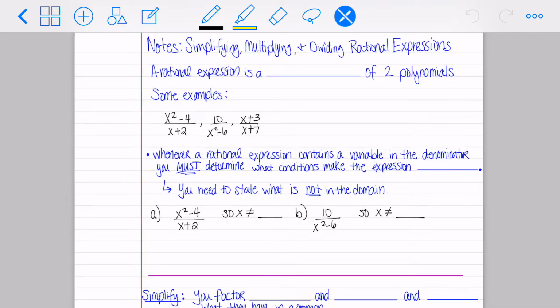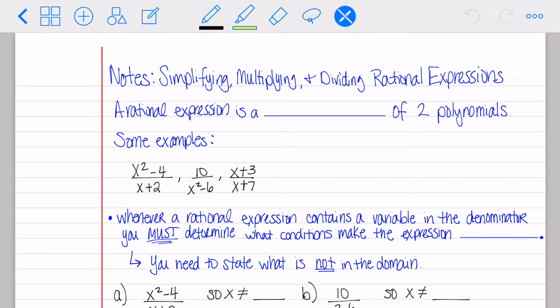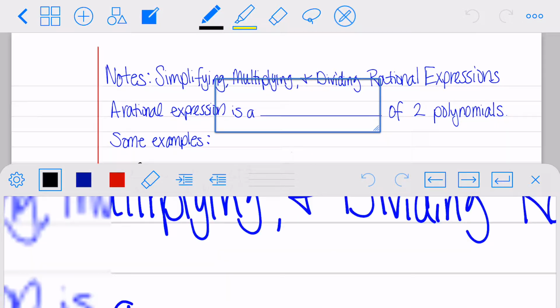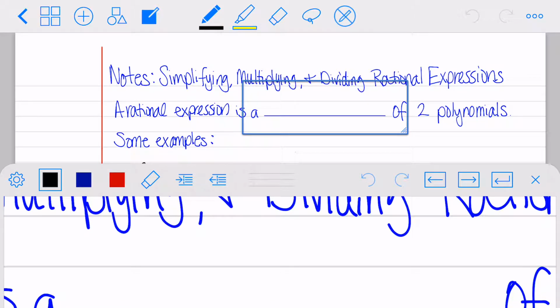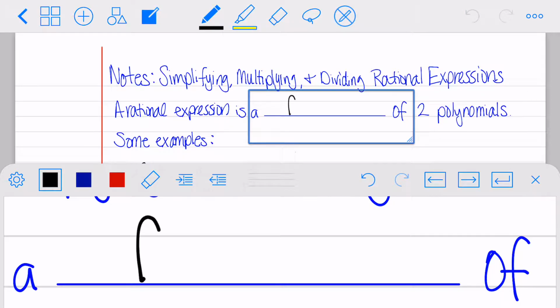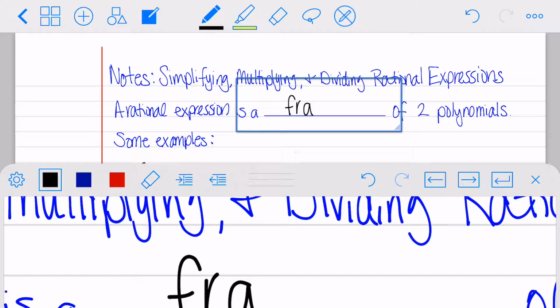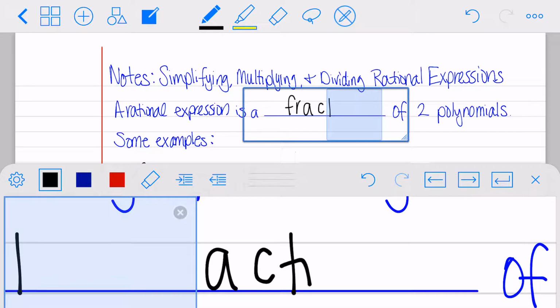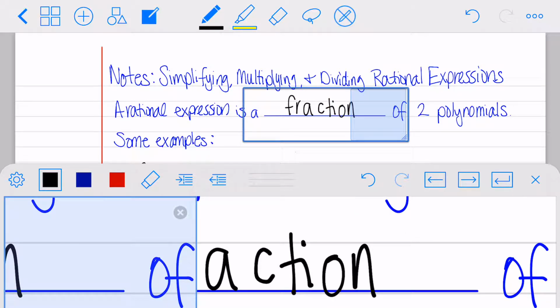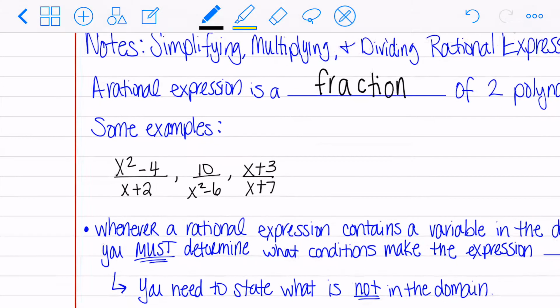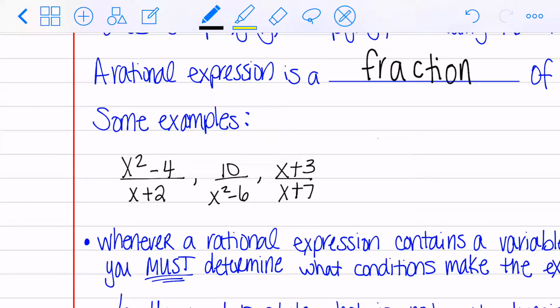Okay, so we're starting a new unit, rational expressions. A rational expression is a fraction of two polynomials. So here's some examples where you have a polynomial on top over a polynomial in the denominator. You get what is called a rational expression.